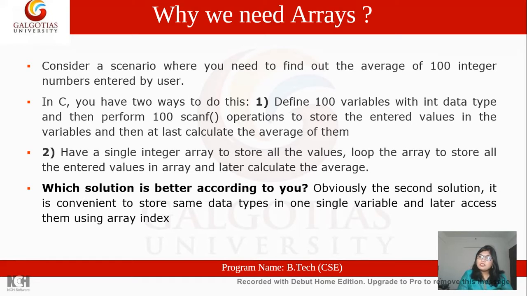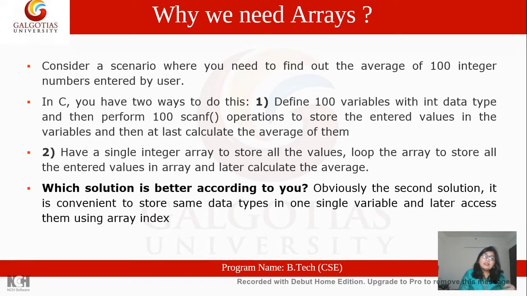Now consider the situation, as an example, that we have to find out the average of 100 integer numbers entered by the user. So in case of C, you again have ways to do so. The first and basic way, which you probably know till now, is you define 100 variables with integer data type and then perform 100 scanf operations to store the entered values in the variables and then at last calculate the average of them.